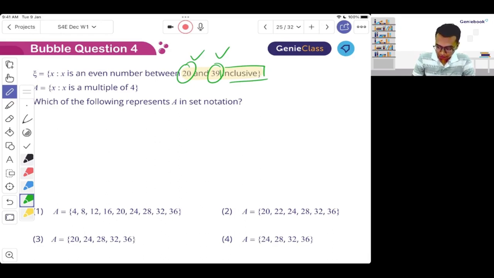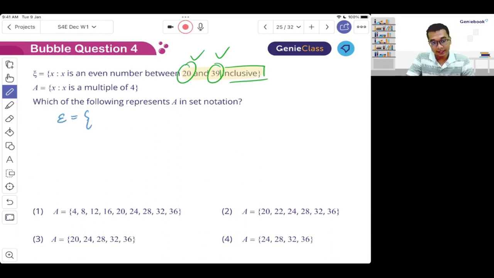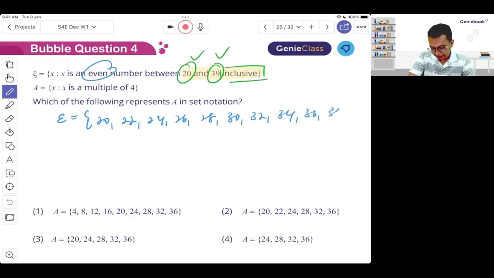Okay? So, as I mentioned, if we are given a universal set, always start by writing out the elements in the universal set. 20 and 39 inclusive means we can consider them. So let's start with 20. Is it an even number? Indeed. So after that, you just list out all the subsequent even numbers. Make sure you don't miss anything out. 22, 24, 26, 28, 30, 32, 34, 36, and 38. We stop there because the next even number is 40. 40 is outside of the range.